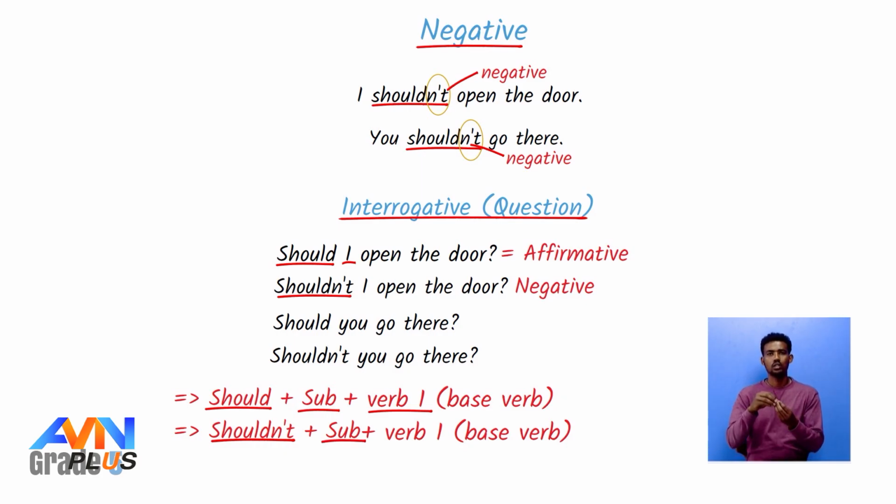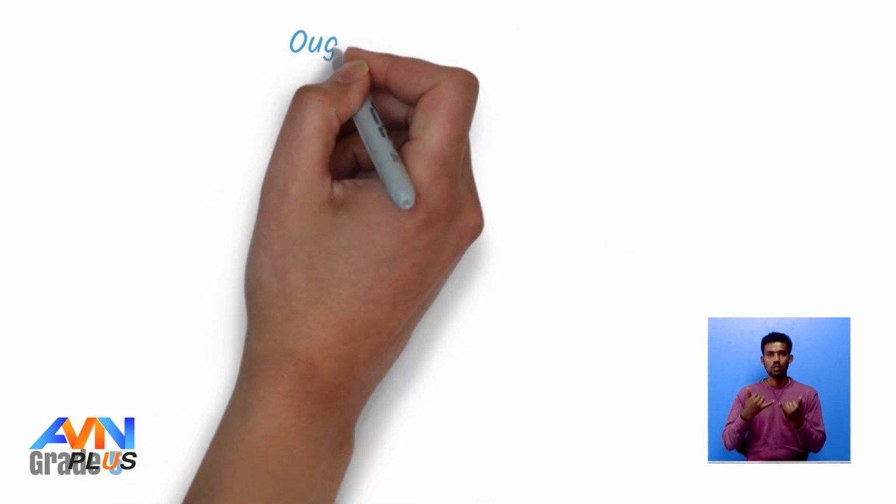So shouldn't here is the shouldn't. Here is the subject. Here I is the subject. Should, you is the subject. I hope I'm right. Shouldn't here and also you the subject. I hope I'm right, yeah? Good. Now student, now we will say something about ought to.